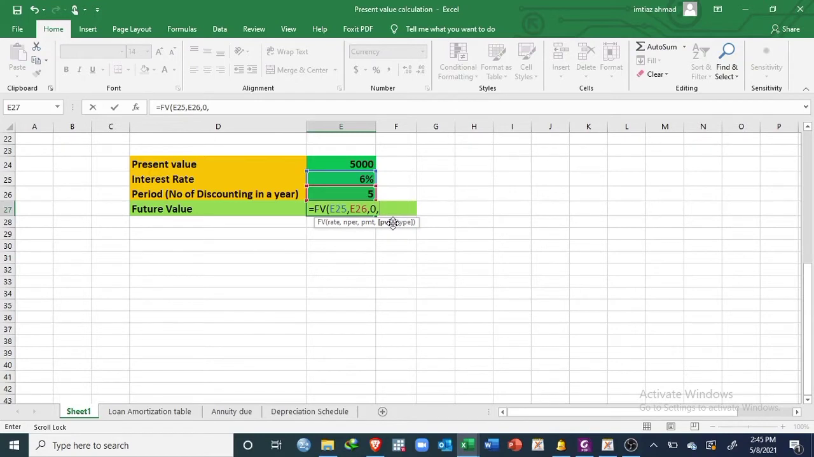Then you have to write PV, present value. It means that the amount which you want to convert into future value. In this example, the amount is 5000.